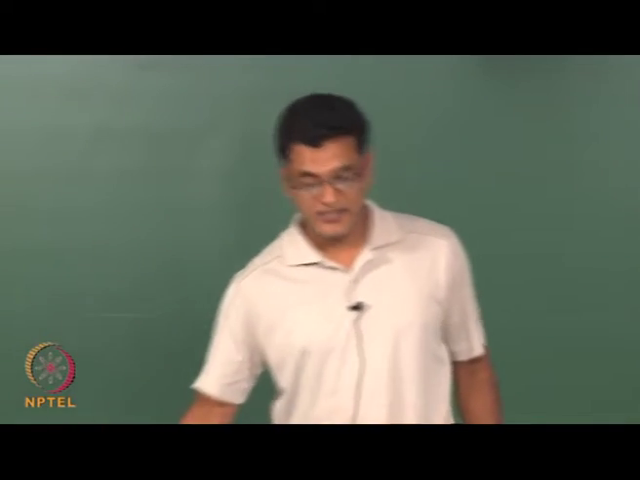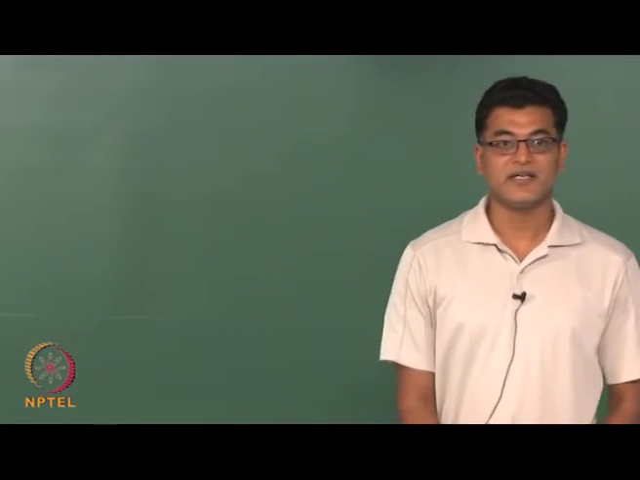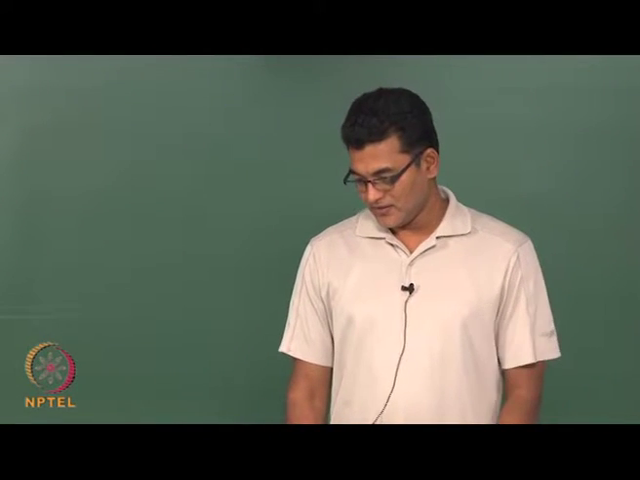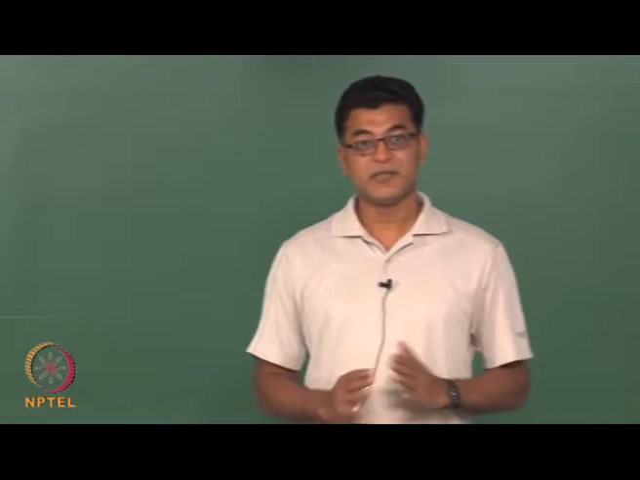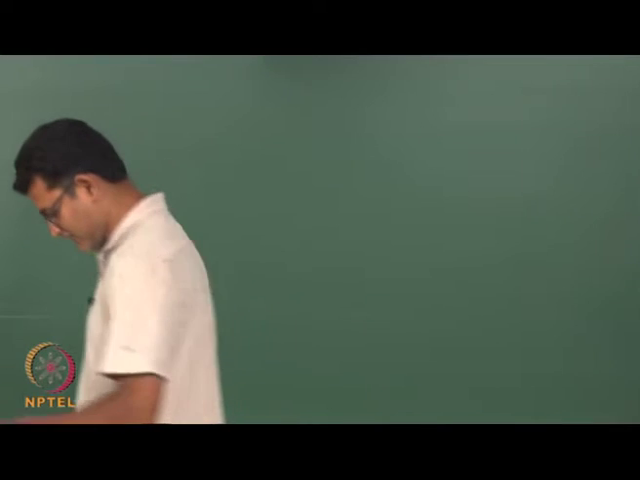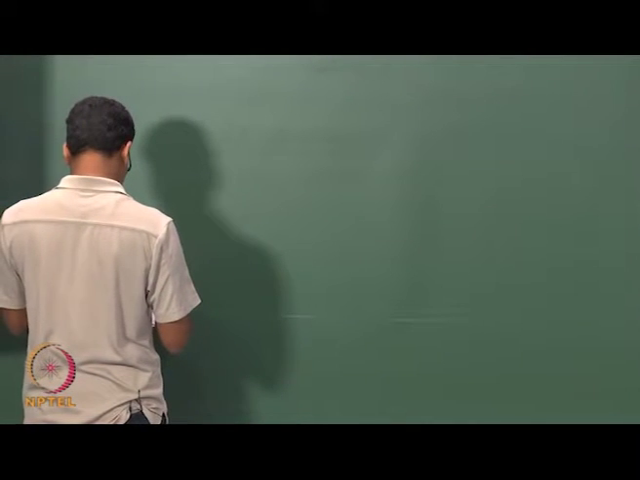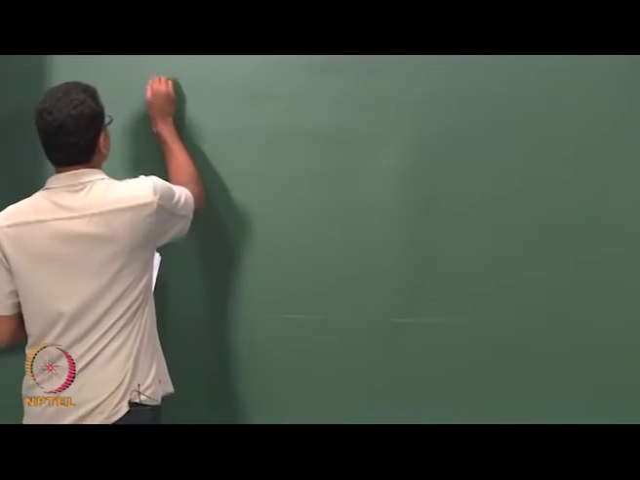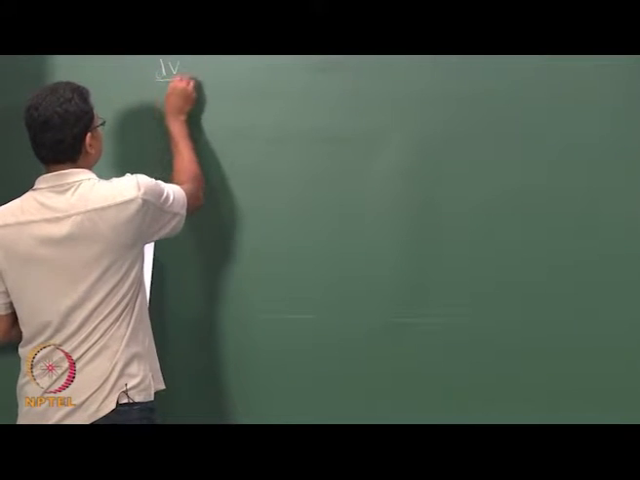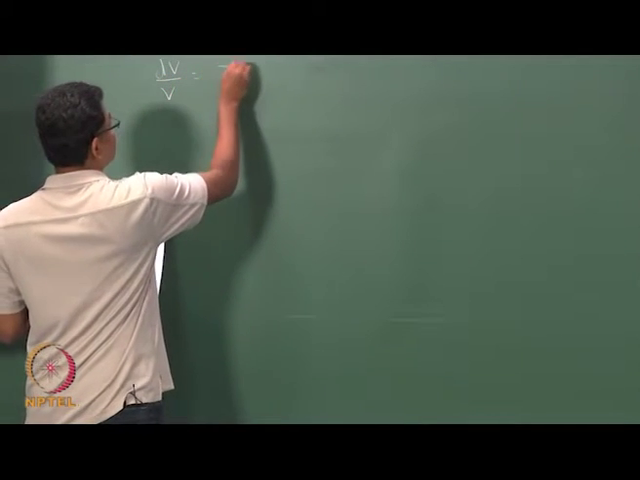So, this lecture is the continuation of the variable area adiabatic flow, and we will try to see if the change in area can be represented in terms of Mach number. Okay, that is our aim. So, I will write the equations which we had seen the other day. So, the first equation which we have seen is this.